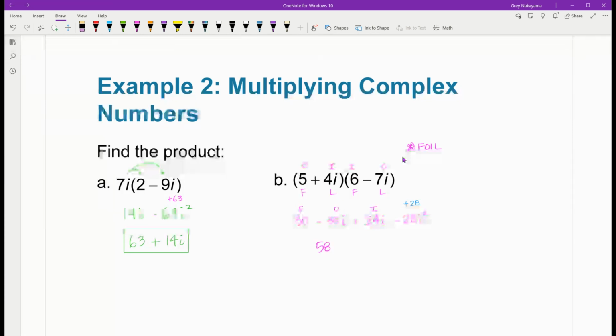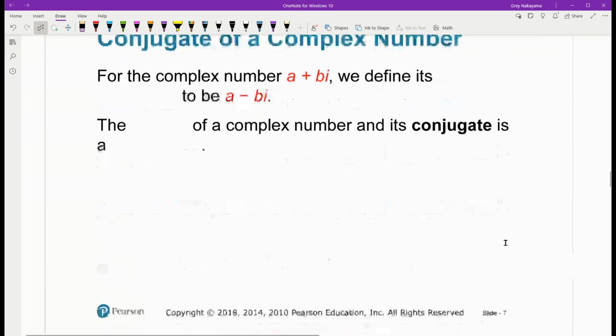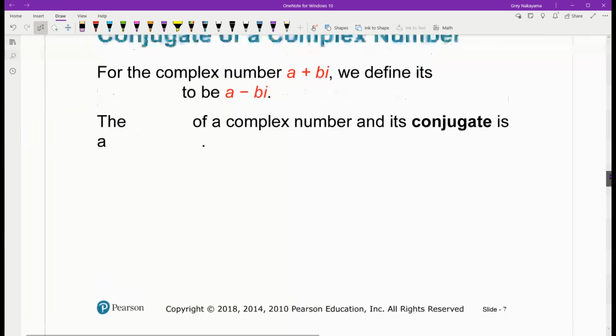And then negative 35i plus 24i is negative 11i. And that's all we got. Okay, now we did add, subtract, multiply, and that's it. Now we got to talk about dividing. In dividing, we use something called the conjugate of a complex number.